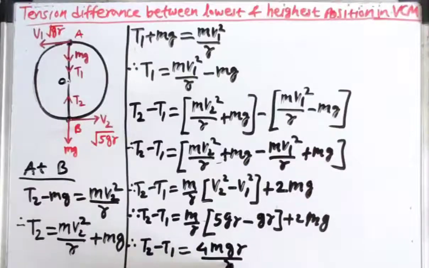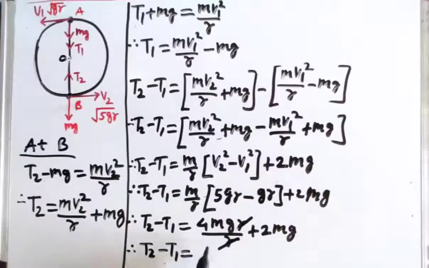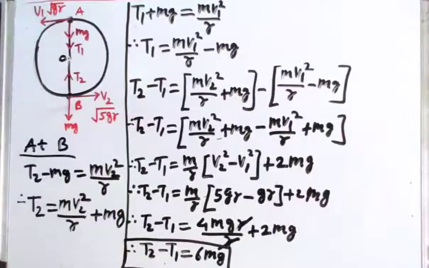So we can write 4mgr upon r plus 2mg. This r will get cancelled with this r, so therefore T2 minus T1 is equal to 4mg plus 2mg, that is 6mg. This is the equation which gives us the tension difference between the lowest and highest position in vertical circular motion.